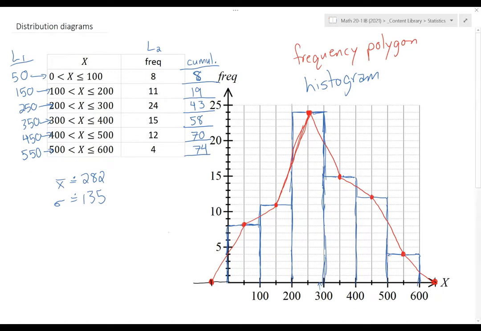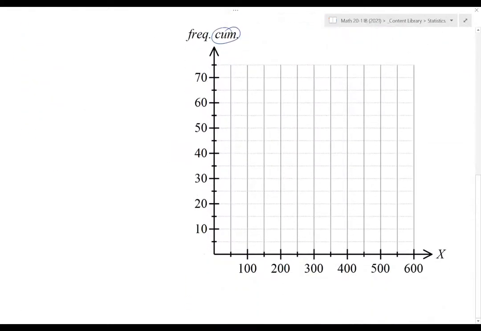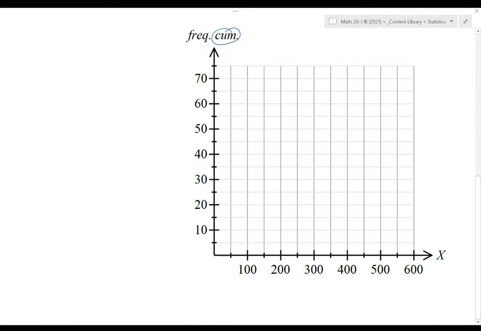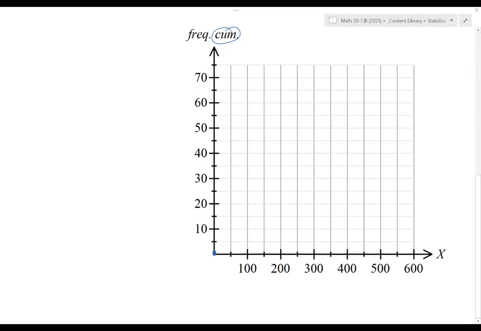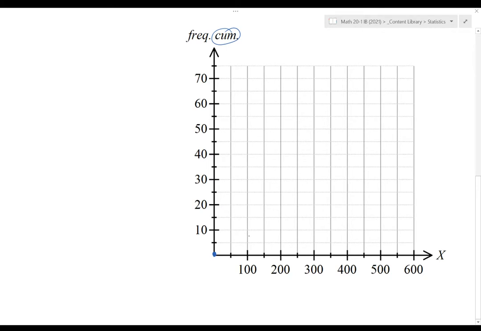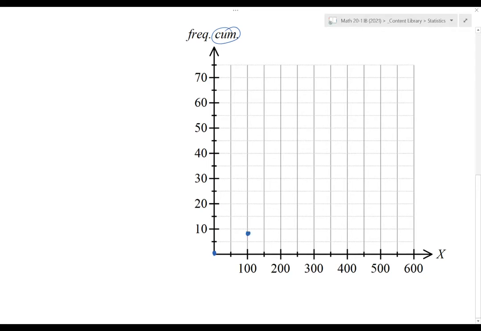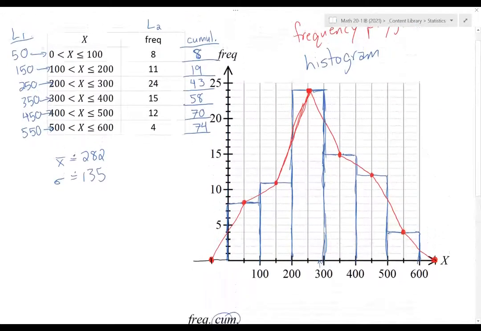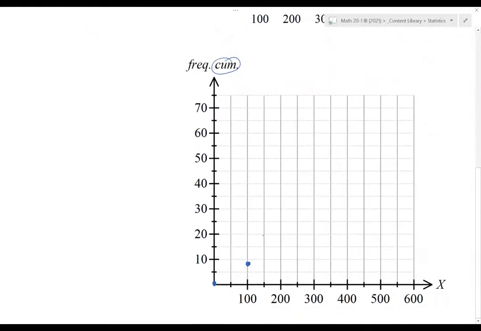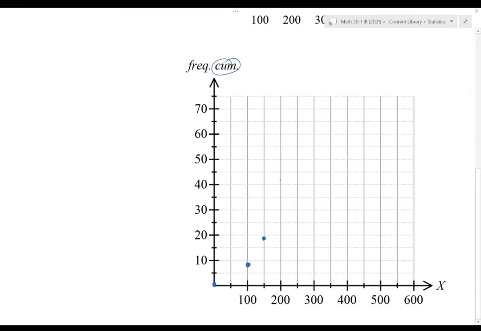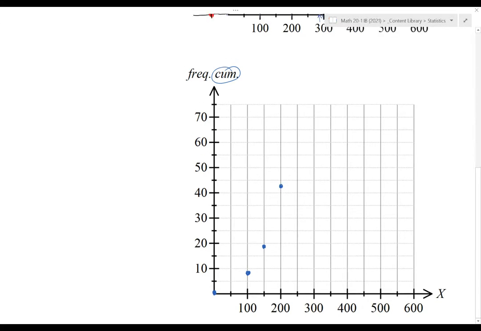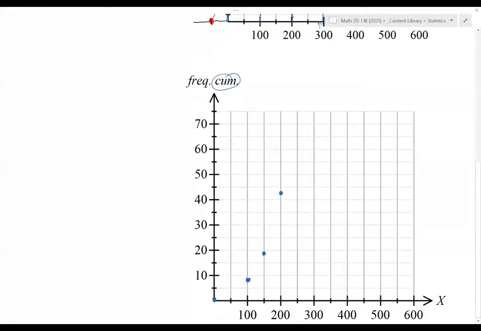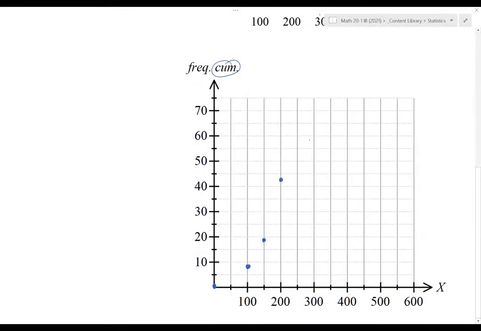But now what I'm going to do is I'm going to say before 0, or at 0, I had 0 values. At 100, I have 8 values. Now notice I'm no longer putting the point in the middle of the interval, because now I'm saying I have 8 values that are less than or equal to 100. So I want that point at the 100. Less than or equal to 200, I was at 19. Then it jumped up to 43. After 43, it went to 58. So at 300, we were at 58.